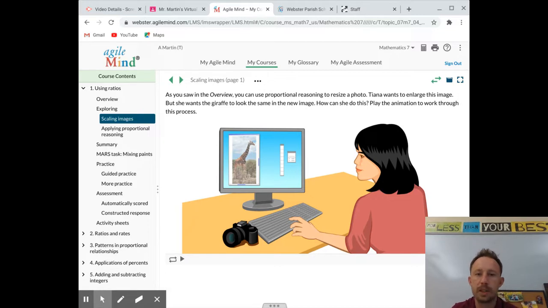Yes, sir. Good deal. Okay, Natalia, would you read this first slide for us, please? As you saw in the overview, you can use proportional reasoning to resize a photo. Tina wants to enlarge this image, but she wants the giraffe to look the same in the new image. How can she do this? Play the animation to work through the process. All right, so we're going to play this and we're going to see what happens.